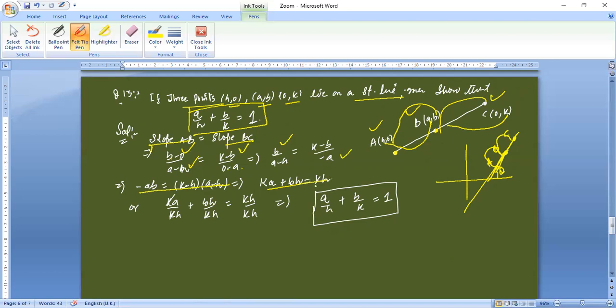अब यहाँ पे हम क्या करेंगे, के a plus b h is equal to k h, हम बोथ साइड्स डिवाइड करेंगे, k h से। देखिए अब यहाँ k और k कैंसिल हो जाएगा, यहाँ h और h कैंसिल हो जाएगा, यहाँ k h कैंसिल हो जाएगा। तो यहाँ क्या रहा, a by h plus b by k is equal to 1, right? So we have proved this, actually this question. Let's stop today here.